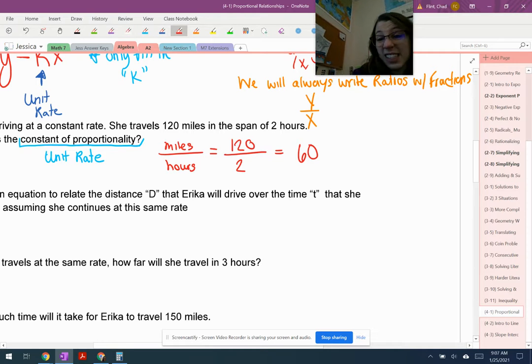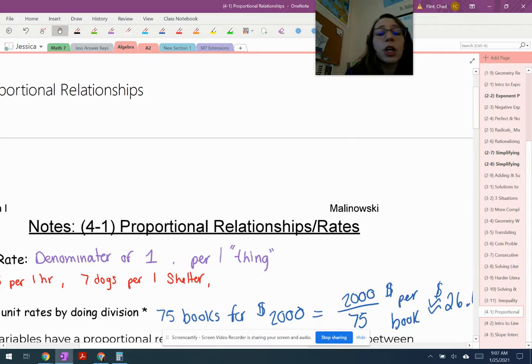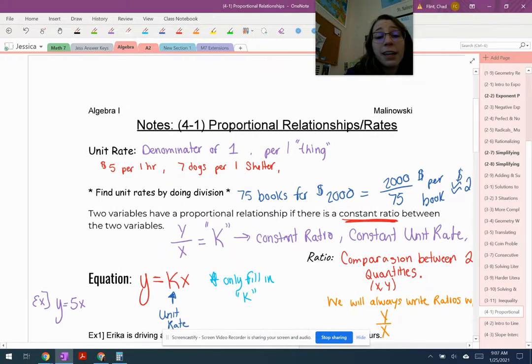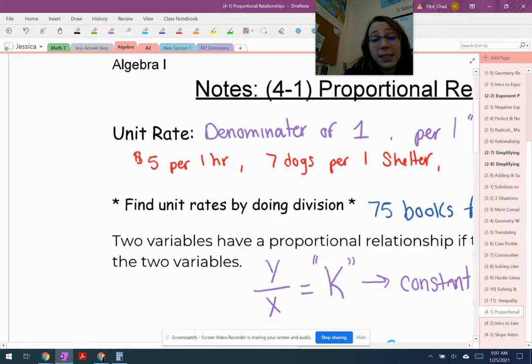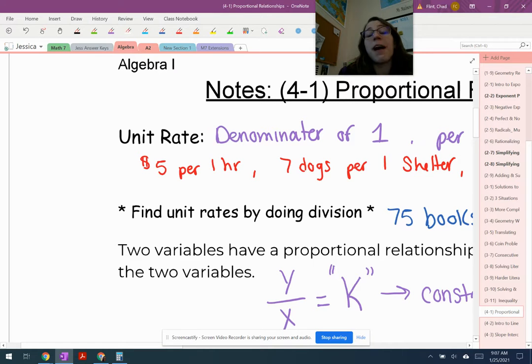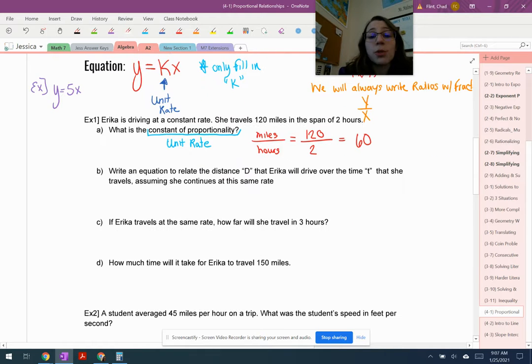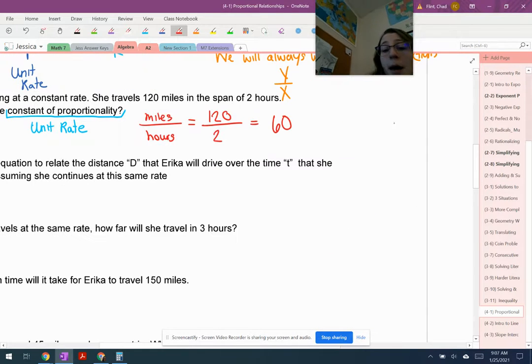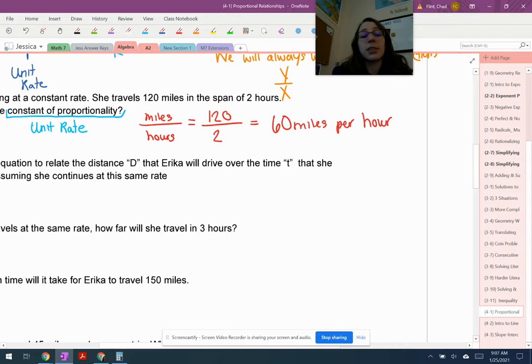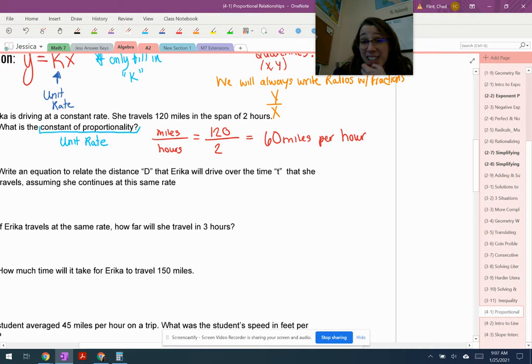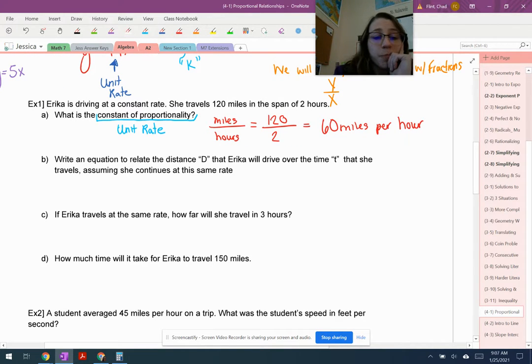60 what by itself is not a unit rate. You need labels to make it a unit rate. Just like if we go back to our examples, $5 by itself is not a unit rate. Once you make it $5 per 1 hour, that turns it into a unit rate with those labels. So 60 miles per hour is that constant unit rate or that constant of proportionality that they were asking for.